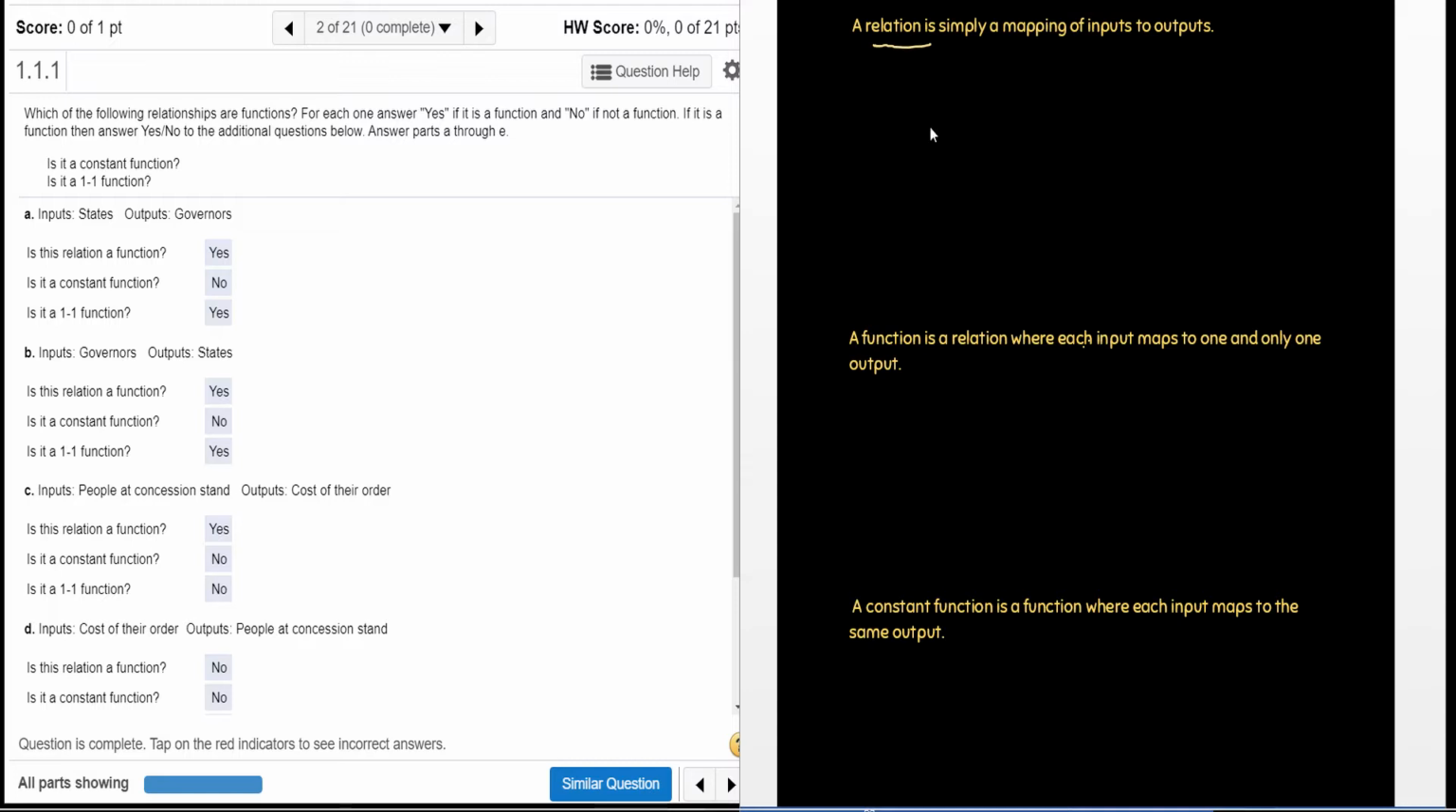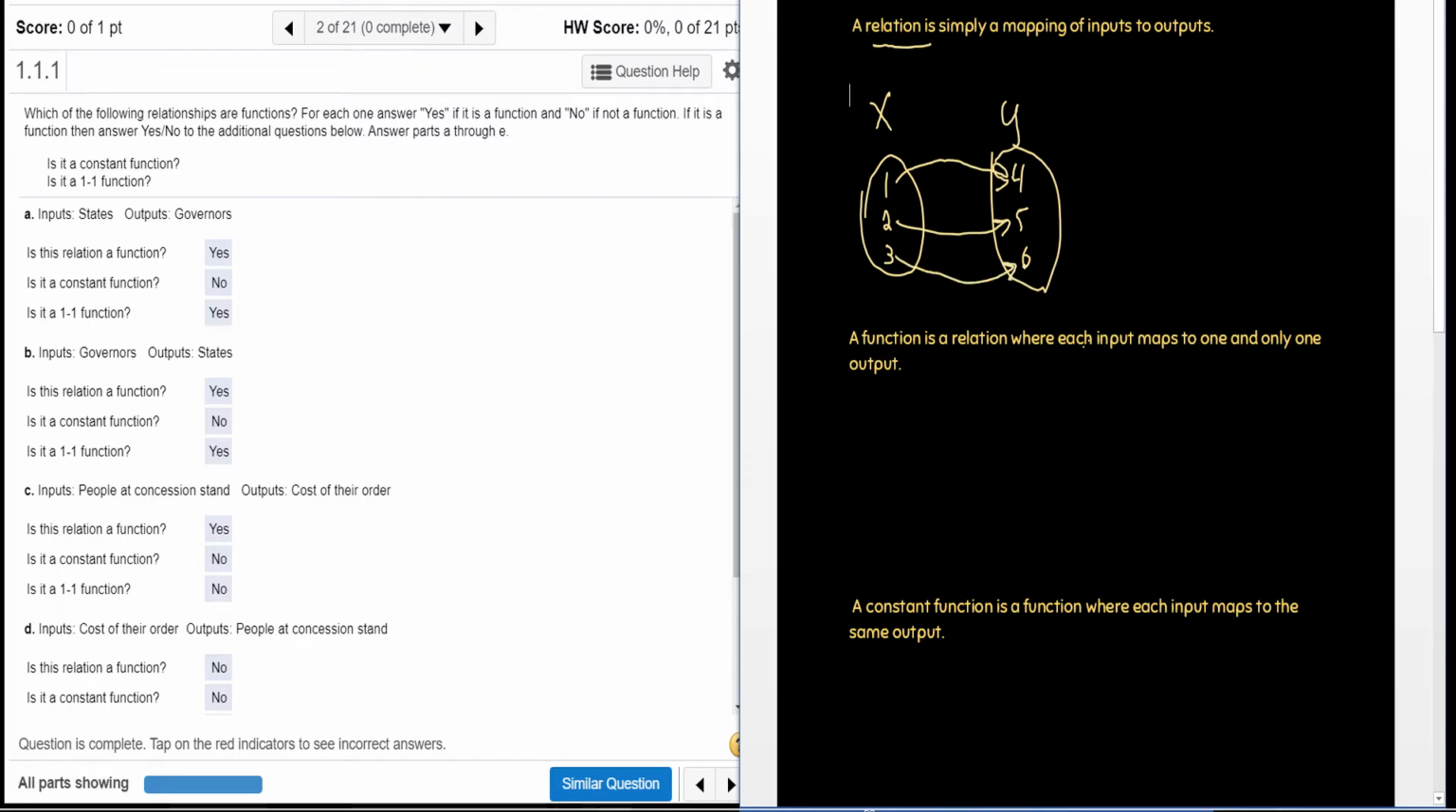So, for example, if this little circle here represented my set of inputs, and this in here was my outputs. So I have 1, 2, and 3, 4, 5, and 6. A relation is simply a mapping of inputs to the outputs.